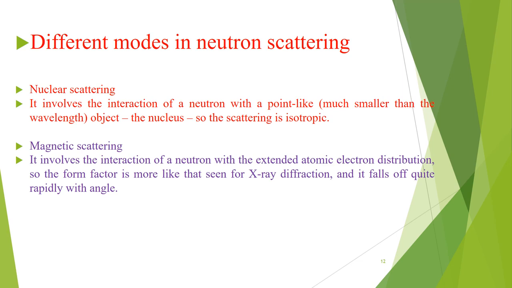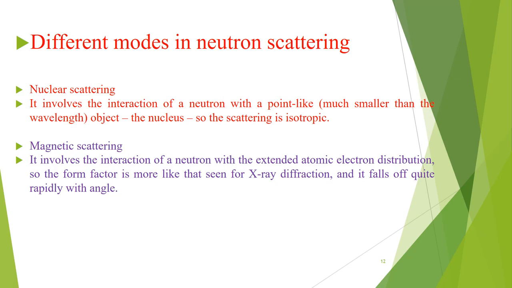The other mode of scattering in neutron scattering involves the interaction of a neutron with the extended atomic electron distribution. So the form factor is more like that seen for X-ray diffraction, and it falls off quite rapidly with angle.